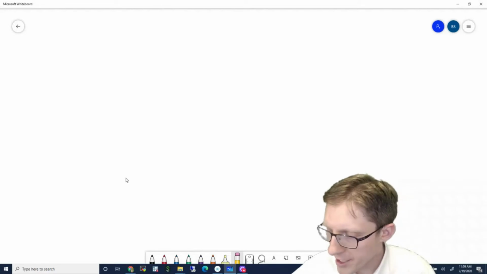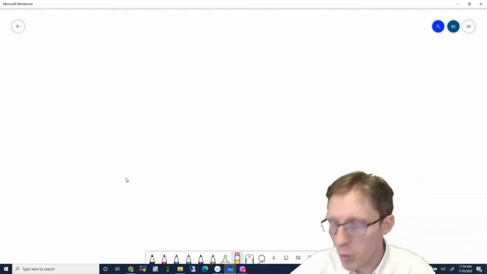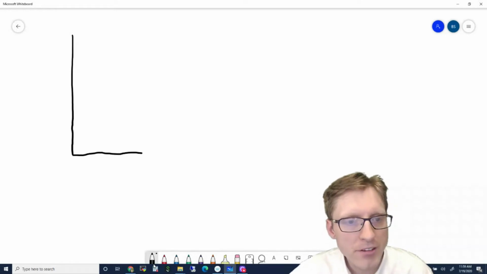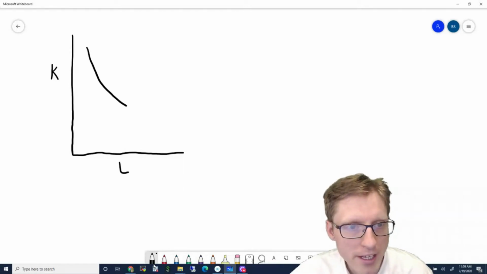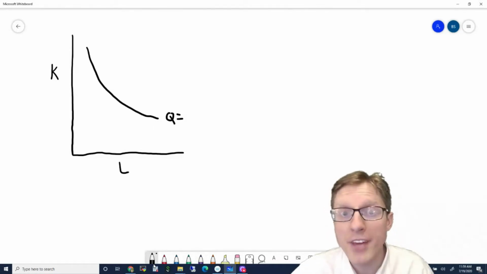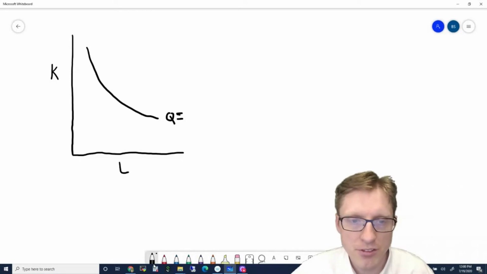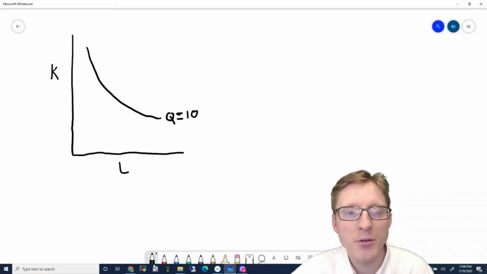So we're going to start by drawing what we call isoquants. An isoquant is going to depict all the combinations of capital and labor that result in the same total level of output. Okay, so this isoquant here might reflect all the combinations of capital and labor that result in the same total quantity of output, or sort of the final product. It could be something like cars or cell phones or something like that. So let's say that this isoquant corresponds to 10 units of the final output.